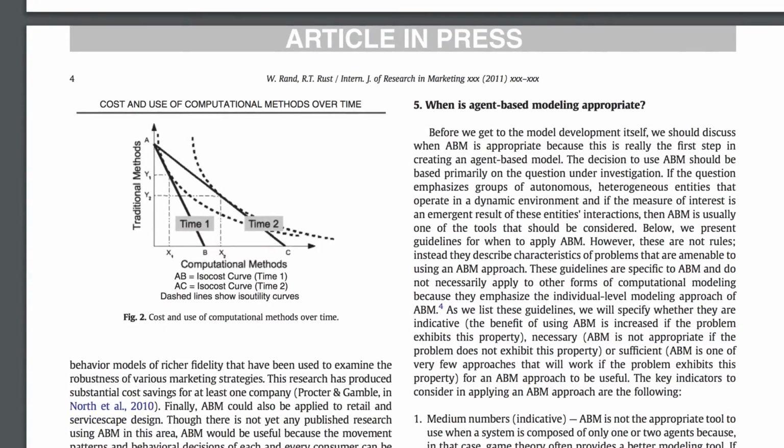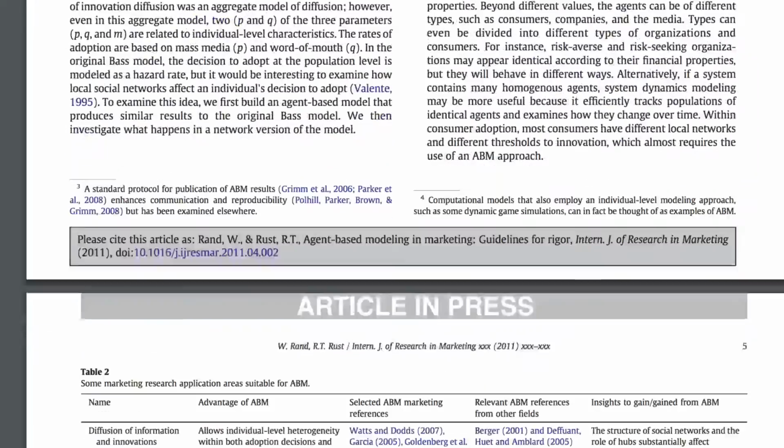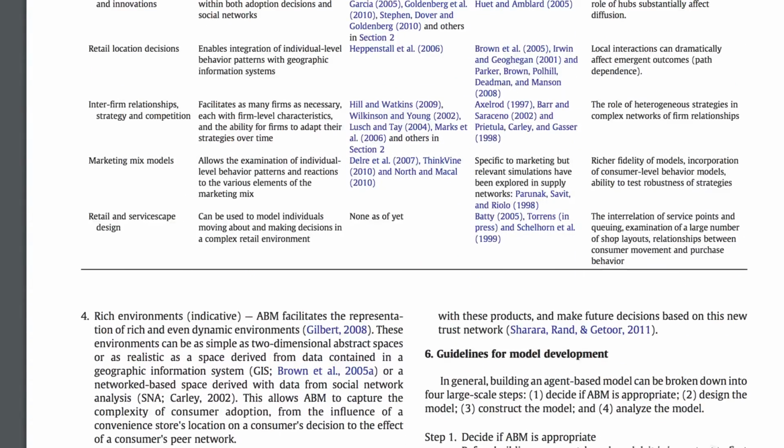And one of the arguments that Roland often makes is that as time goes on, the cost of computational methods goes down, which increases the amount of benefit you can get from it. So if you were to choose a Pareto optimal solution, it might be that as time goes on, agent-based modeling is a better optimal solution. We then go through a bunch of research application areas that we think would be suitable for ABM, including diffusion of information, retail location decision making, interfirm relationships, and so forth.